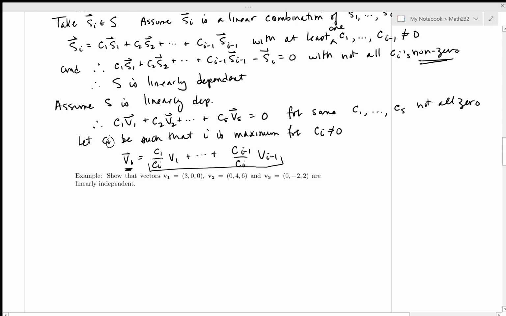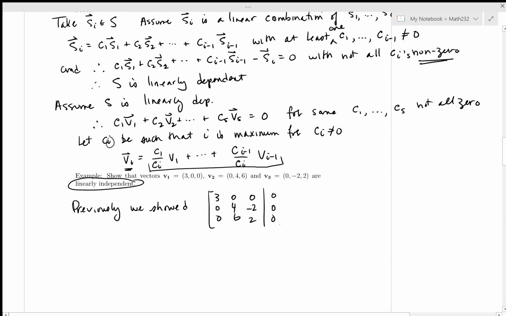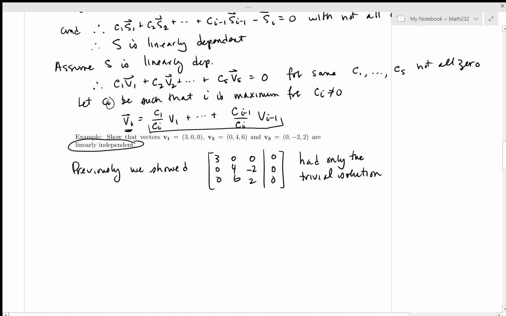Okay, so we have here now 3 vectors, and we want to show that they are linearly independent. Previously we've done this. For example, this would be a way we've done it: previously we showed that this thing here, 3, 0, 0, 0, 4, 6, 0, minus 2, 2, had only the trivial solution.